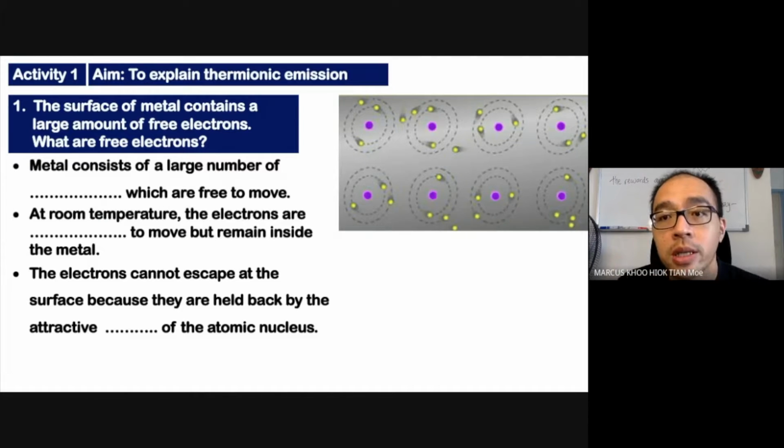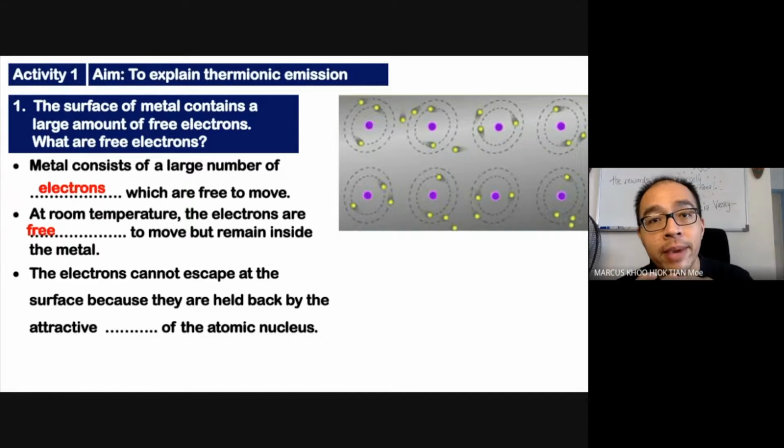So the question we have to ask is, what are free electrons? Metal consists of a large number of electrons which are free to move. At room temperature, the electrons are free to move, but they remain inside the metal. They cannot escape. They're just there, and there's no reason for them to move because they're very comfortable. It's room temperature and they love it there so much. So it's just like, okay, we just remain here.